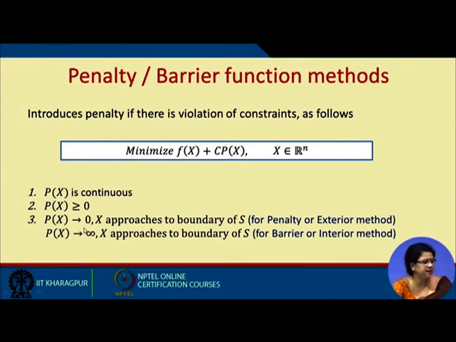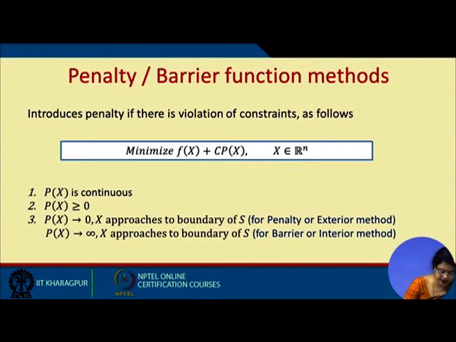Next, p(x) tends to 0 as x approaches the boundary of S. This is for the exterior penalty function method, which is named the penalty method, and the interior penalty function method is named the barrier method. If p(x) tends to 0 as x approaches the boundary of the feasible region S, then this is the exterior penalty function method. On the other hand, if p(x) approaches infinity as x approaches the boundary, then it is the barrier or interior method. Let me take one example for this.